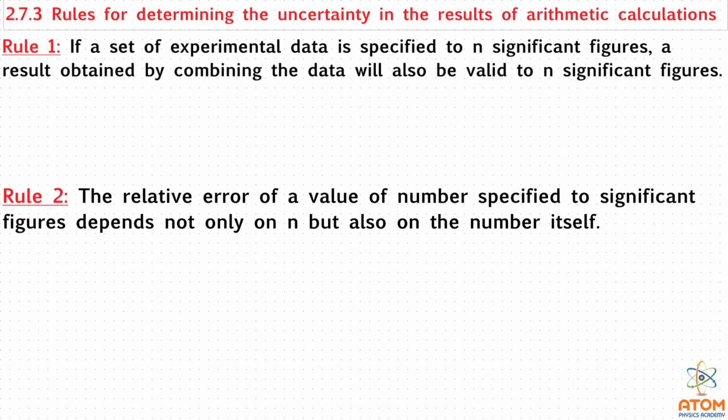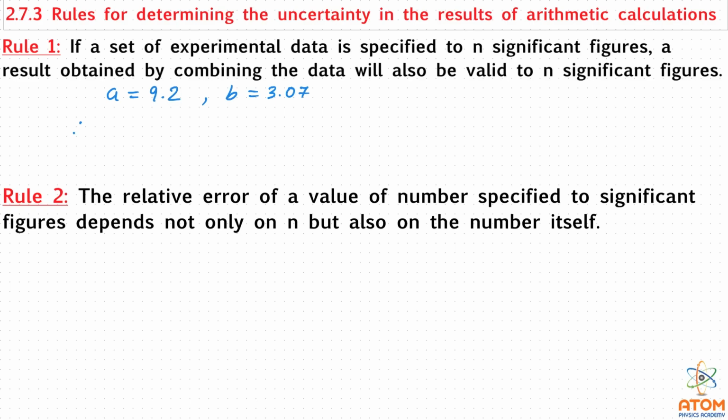Now rule 1. If a set of experimental data is specified to n significant figures, a result obtained by combining the data will be valid to n significant figures. Now this is not new. We have already done all of this. Let us understand by example. Suppose we have some value, let us say A, which is 9.2, and another value B, which is 3.07.